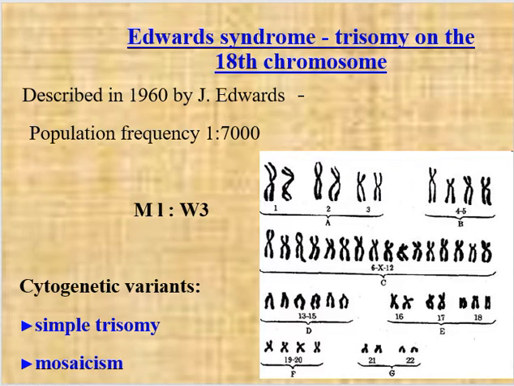Edwards syndrome is the trisomy on the 18th chromosome, described in 1960 by Edwards. Population frequency, 1 in 7,000. Cytogenetic variants, simple trisomy, mosaicism.